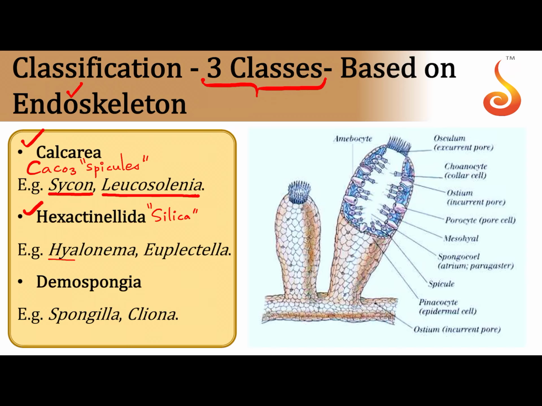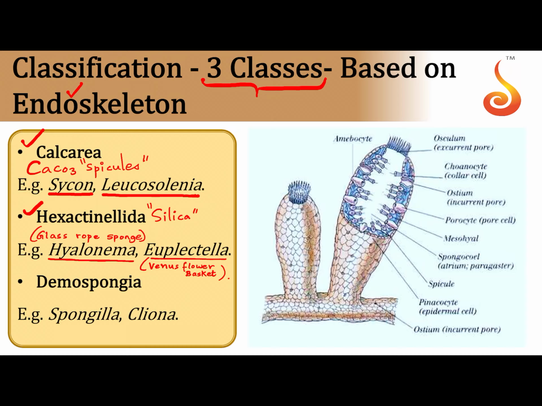Examples include Hyalonema. Hyalonema has a common name of glass rope sponge. And Euplectella is usually offered as a wedding gift in Japan. It is called the Venus flower basket. Okay, so remember the scientific name as well as the common name. Hyalonema is glass rope sponge and Euplectella is the Venus flower basket.